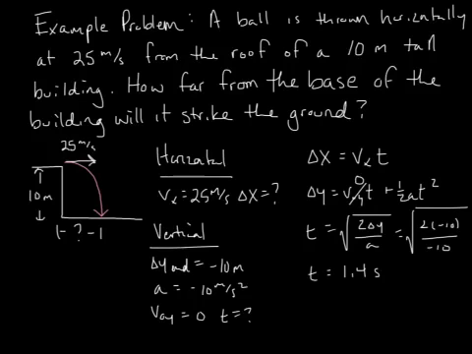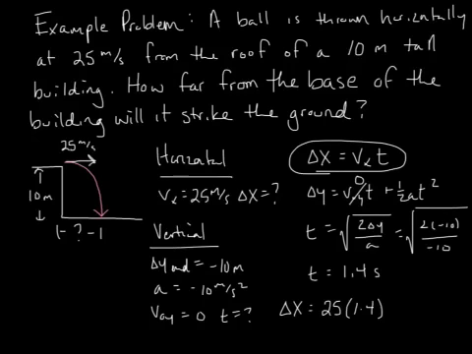So now I'm ready to solve for delta x. Delta x, like we said up here, is Vx times t. So delta x is going to be 25 times 1.4. So the value of delta x is 35 meters.